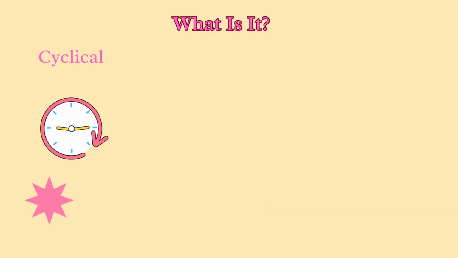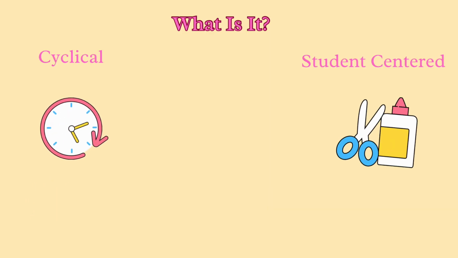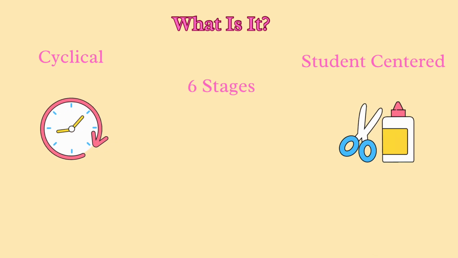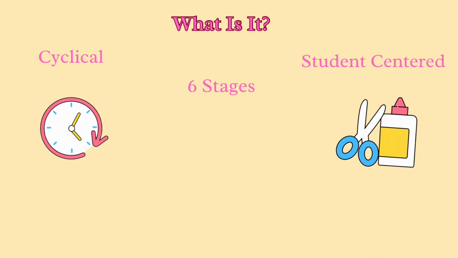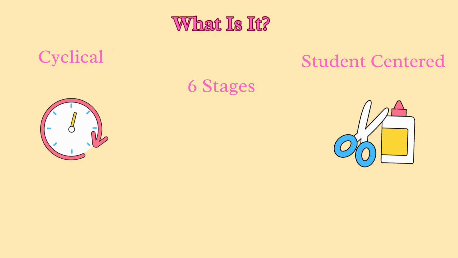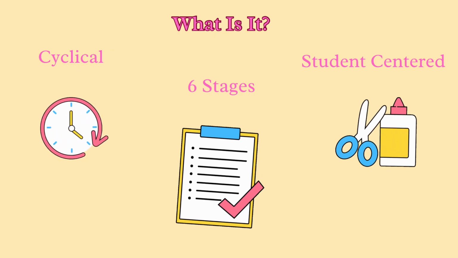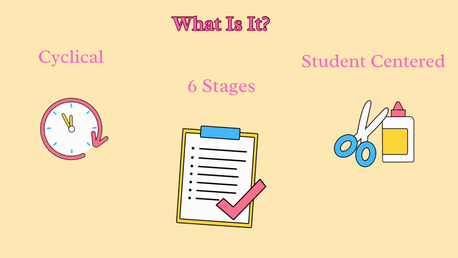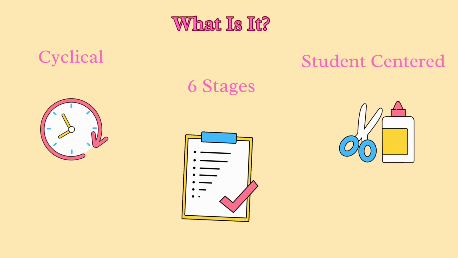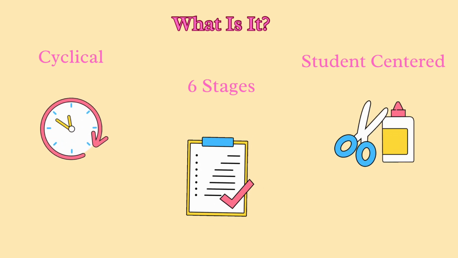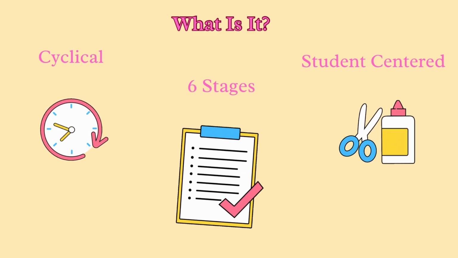The Stripling model of inquiry is a cyclical, student-centered approach to learning. Instead of simply gathering facts, students will move through 6 discrete stages geared towards exploring new perspectives and constructing new knowledge. The model harnesses the natural curiosity of children to help them become critical, reflective, and intentional learners.